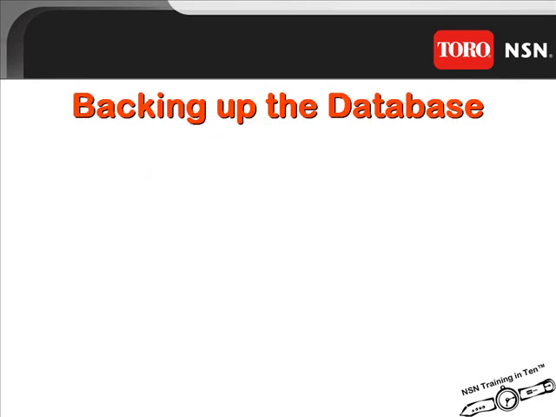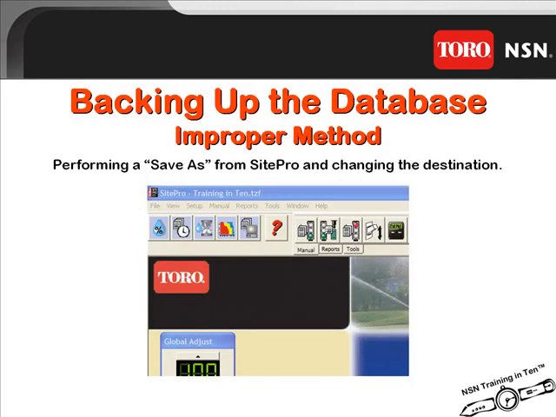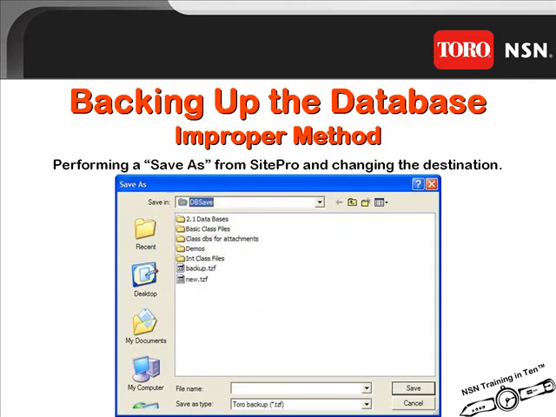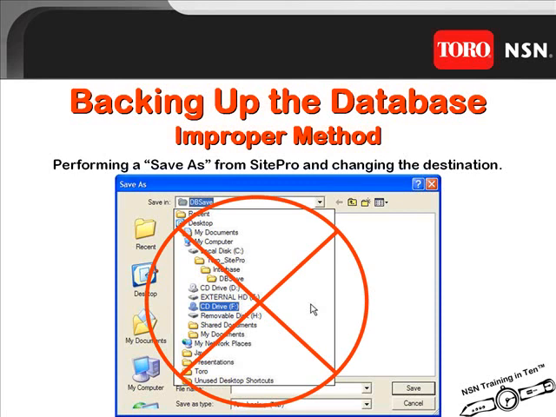We've covered where this database is located and why you should be backing this data up, as well as how often you should be performing this backup. Now let's just take a moment and talk about the way you should not be backing up your data. If currently you are performing a Save As from within the Toro SitePro file menu and changing the destination to an external drive, we recommend that you stop doing this as your primary means of backup. This method does not completely save the file in question and could potentially cause a problem if this file were needed later for restoration.